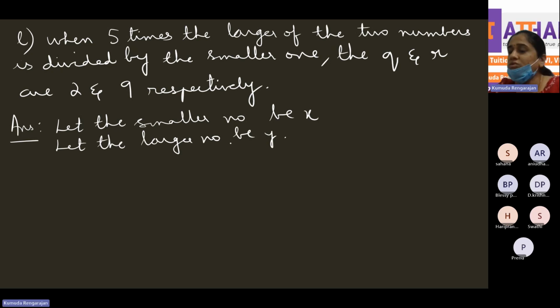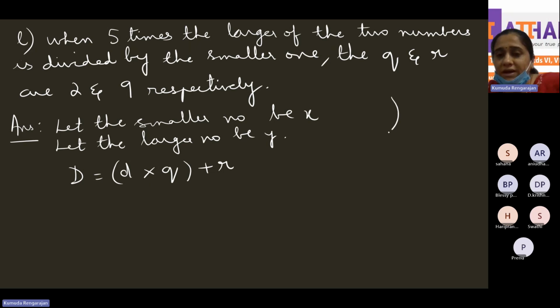Now we have to use the division algorithm. Dividend is equal to divisor into quotient plus the remainder. I'll just use a small d for divisor. Dividend is equal to divisor into quotient plus the remainder. Correct? So when 5 times the larger of the two numbers is divided by the smaller one.